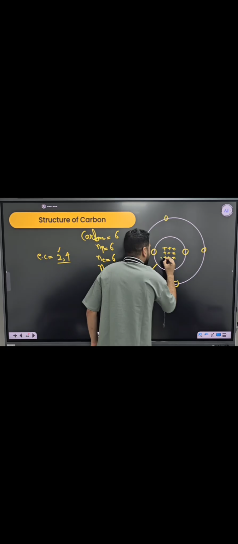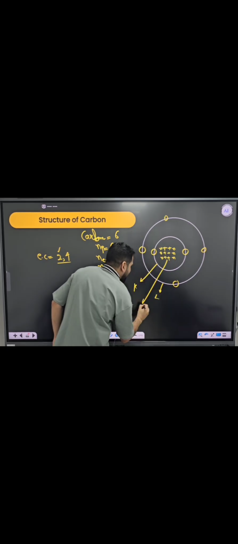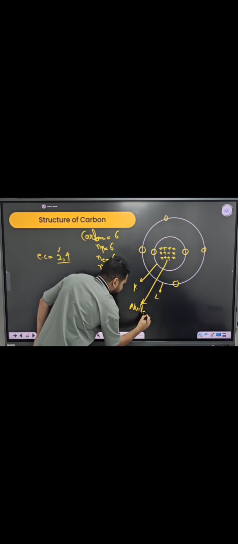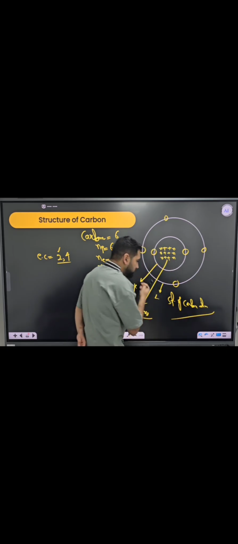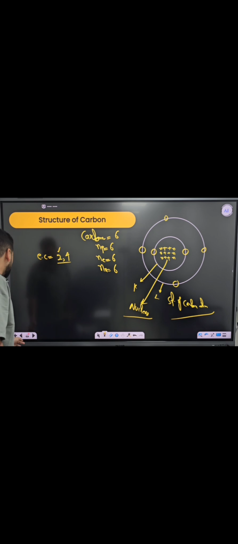1, 2, 3, 4, 5, 6. And this part I'll be calling as nucleus. I hope this idea is clear, and that is the structure of carbon. So this is the structure of carbon atom. Done, guys? This is the structure of carbon atom. I hope this particular point is clear.